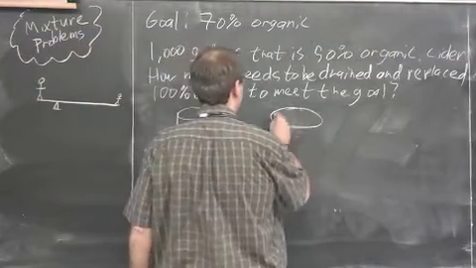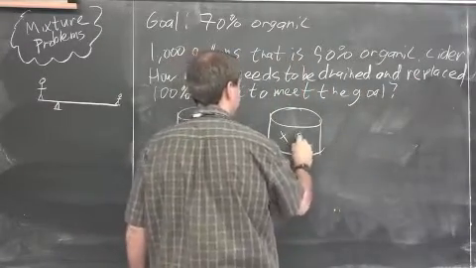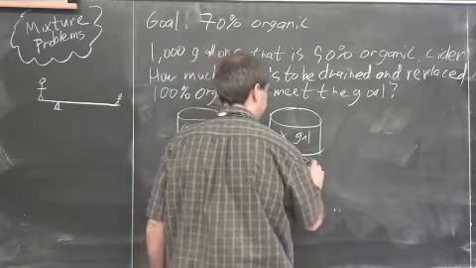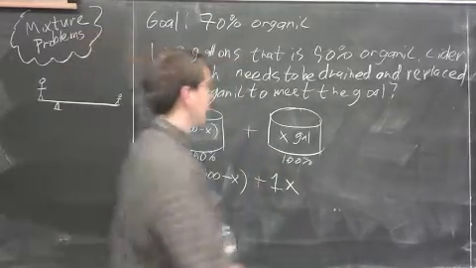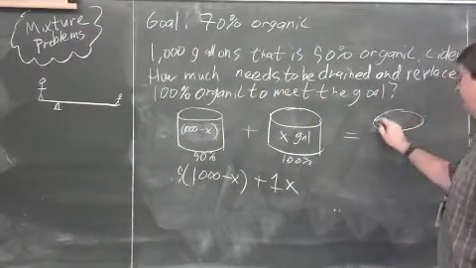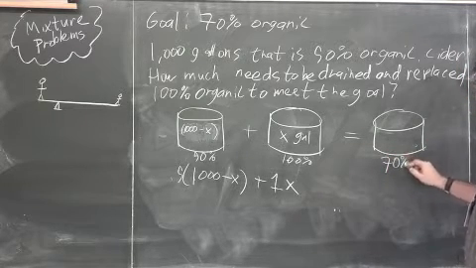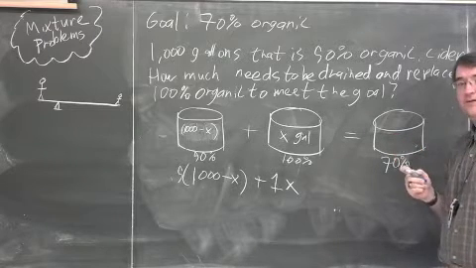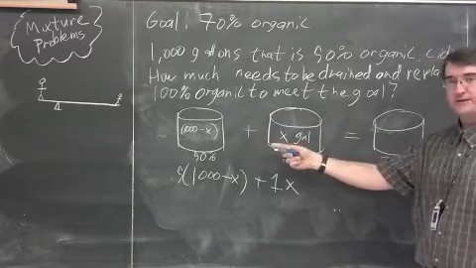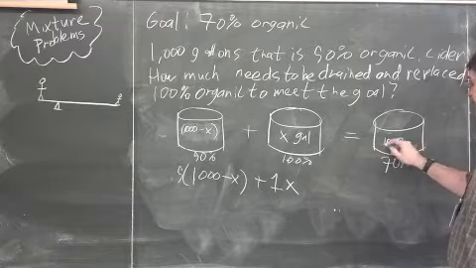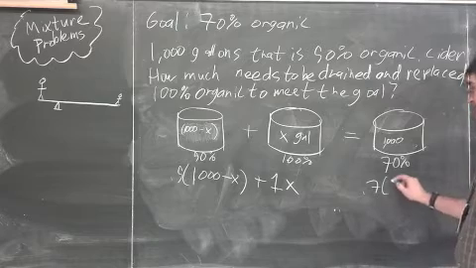We're going to be adding to that exactly as much, because we're just replacing it, with 100% organic. So 100% is just 1x. Equals, and I have my third beaker here, I want something that's 70% organic. And exactly how much will be left? We drain away X, then we replace it with X. So my goal is actually to end up with exactly 1,000 gallons still. 70% of which would be 0.7 times 1,000.